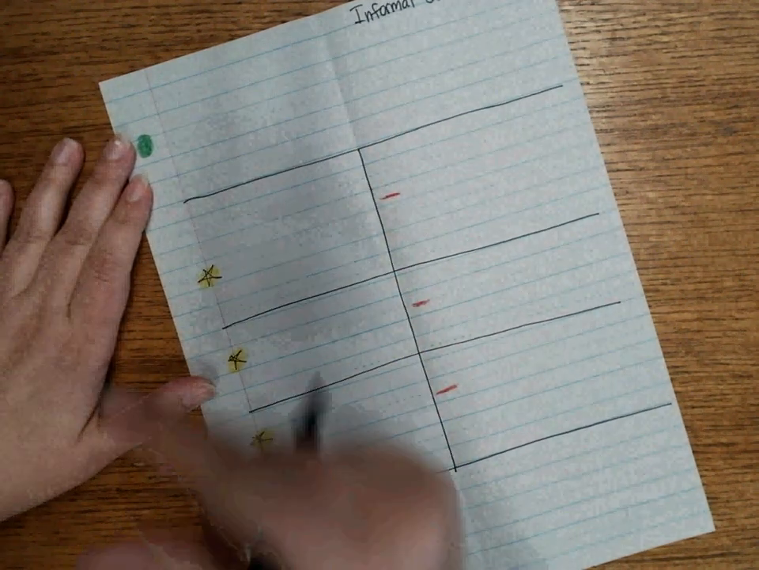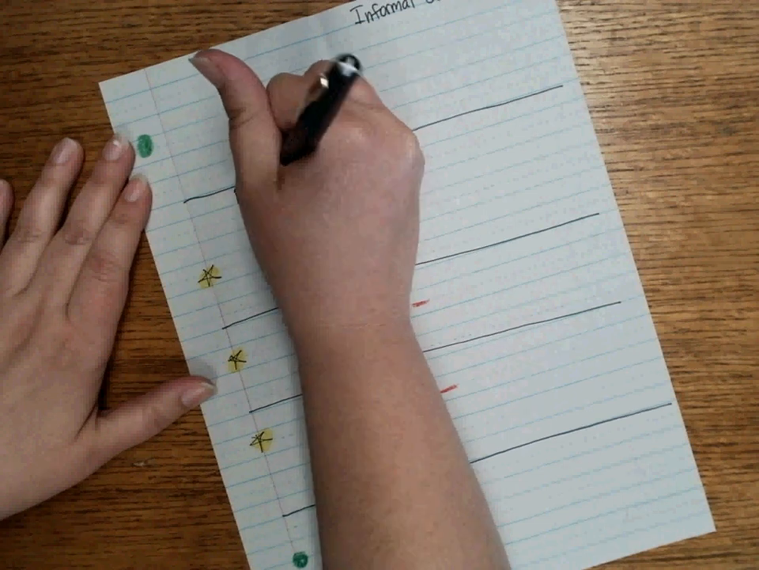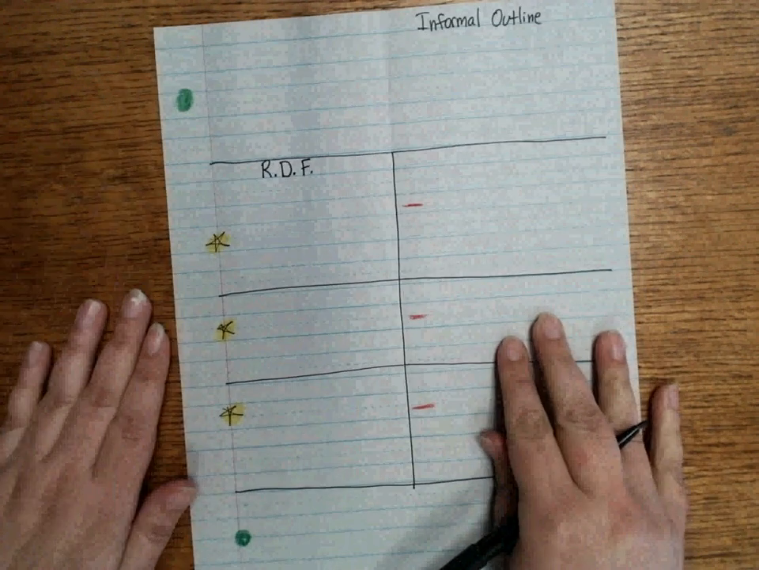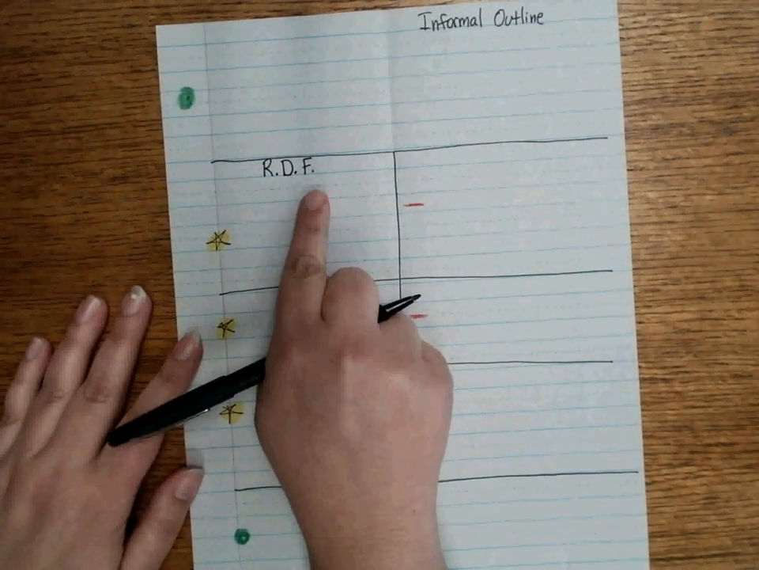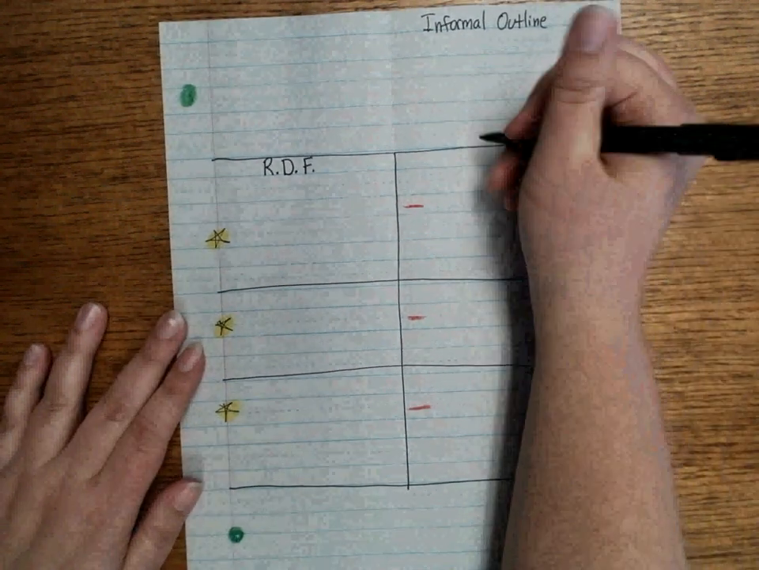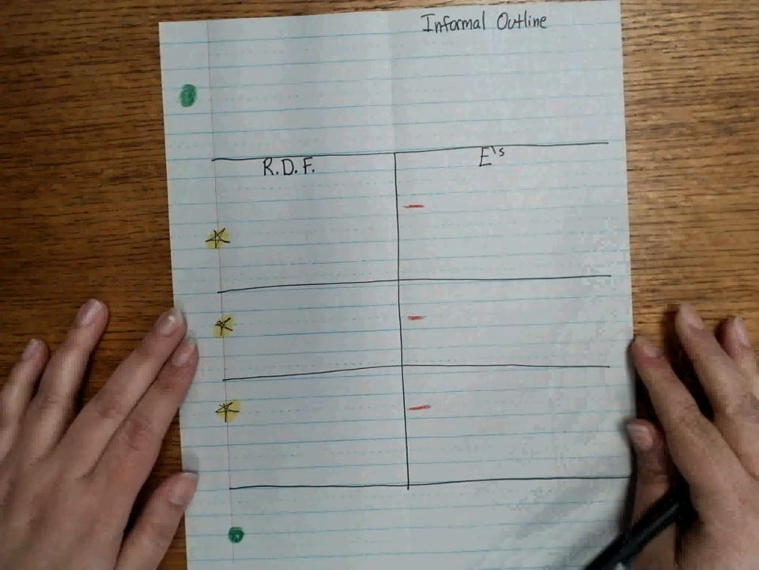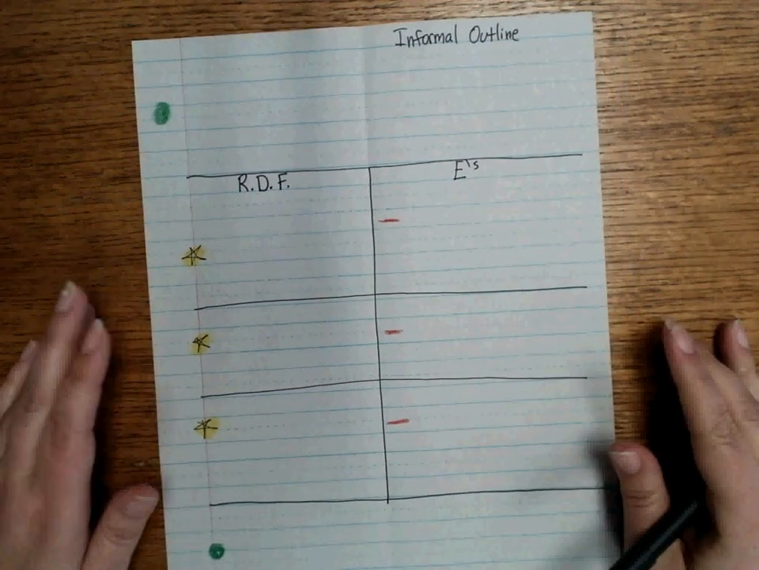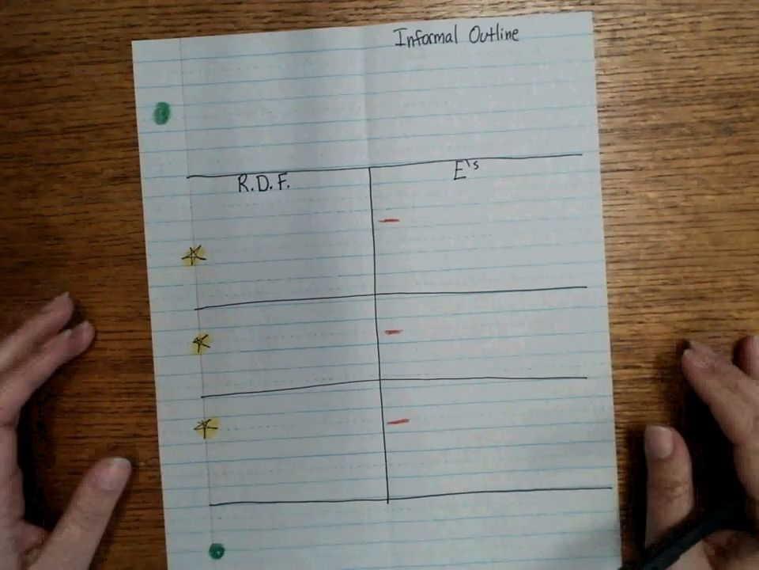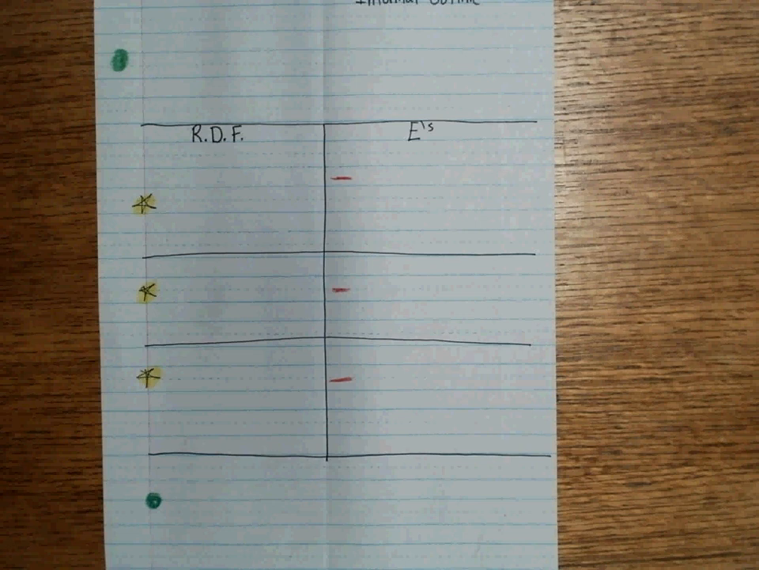So over here, these yellows, again, are called RDFs, and that stands for reason, detail, and fact. That's what we're giving over here on the left side. Over here on the right side, our reds are also called our E's. And with our E's, we explain or give examples. So now our paper is set up and it's ready to go ahead and fill in.